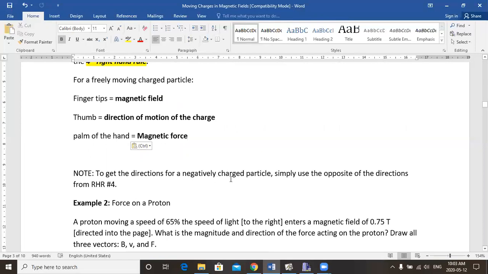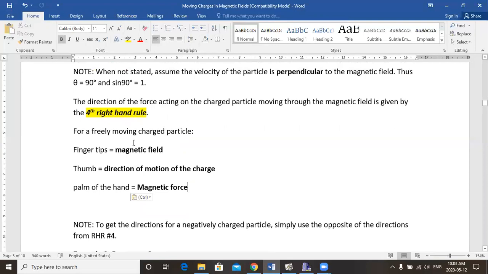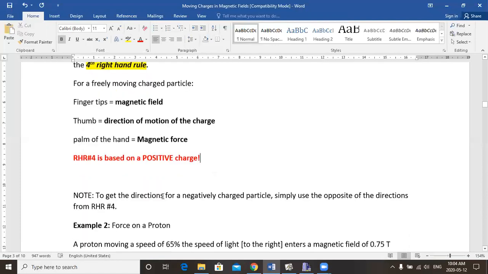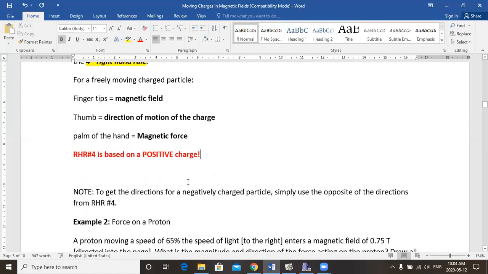To get the directions for a negatively charged particle, we simply use the opposite directions from right-hand rule number 4. Right-hand rule number 4 is based on a positive charge. So if it's a positive charge, then you use the right-hand rule, and if it's negative charge, then you use the right-hand rule, and then for your final answer, you take the opposite direction.